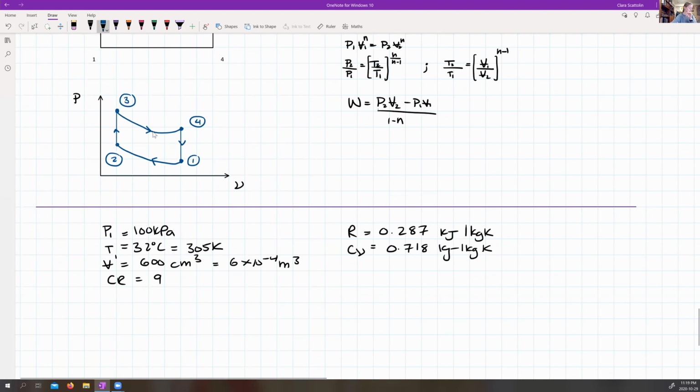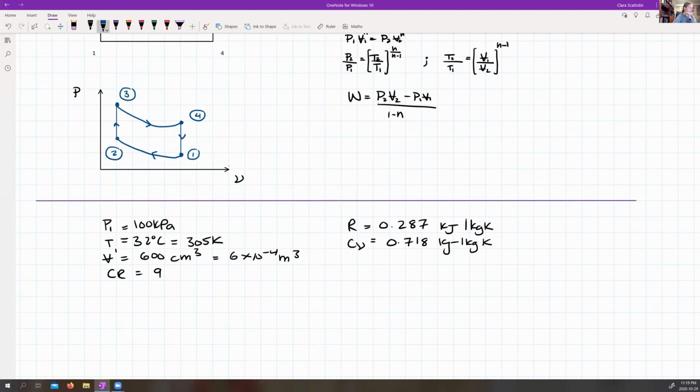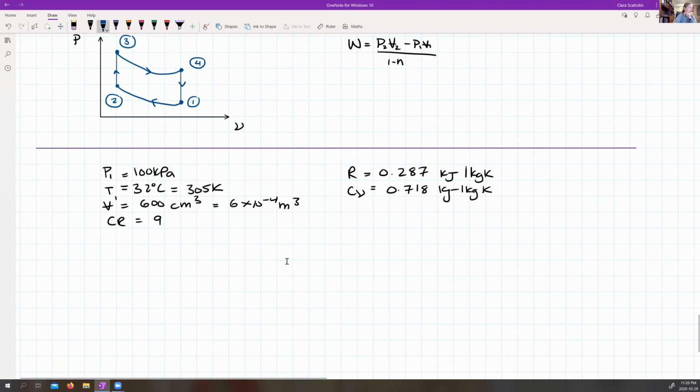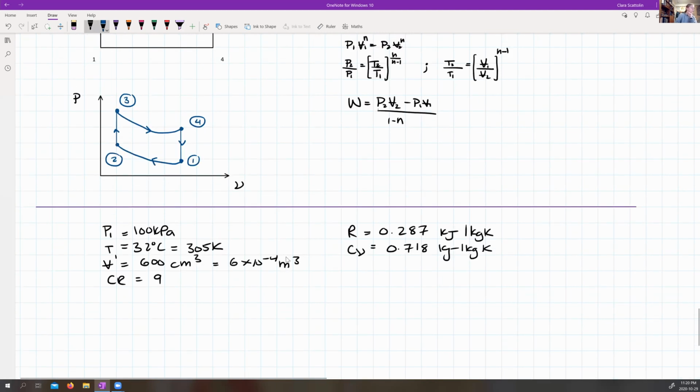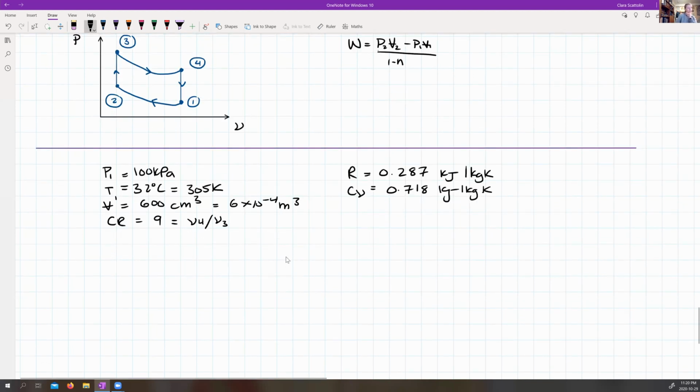How am I going to find the highest temperature? That's pretty easy to find, actually, because I know my compression ratio, right? And my compression ratio, I'm going to rewrite it, I'm going to look at it from here. So it's V4 over V3. So what I'm going to start by doing is finding my highest temperature. From the polytropic equations, I see that T4 over T3 is V3 over V4 to the K minus 1. So this is for highest temperature.